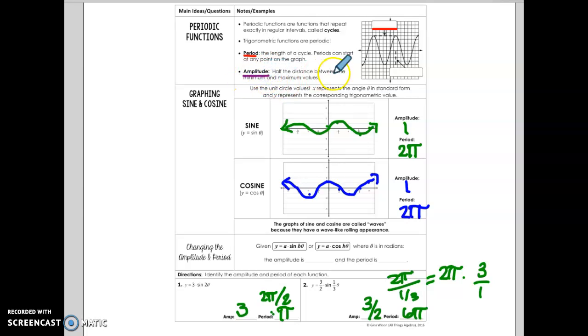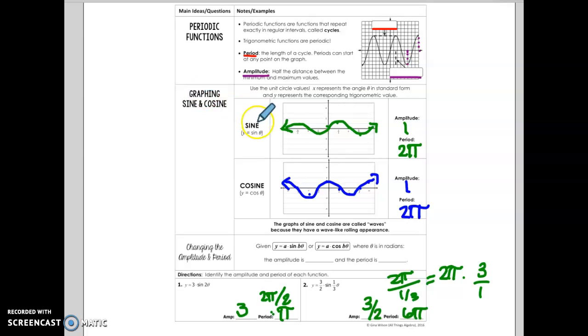Amplitude, again, it's the distance. I like to think of it as the height of the midline to the minimum, or the midline to the maximum, okay, and that distance is the amplitude. You can also think of it as half the distance between the max to the min value. If you figure out that distance overall, count it down, and then divide it in half, that works too. But I like to think of it as the distance from the midline to the min, or the midline to the max.